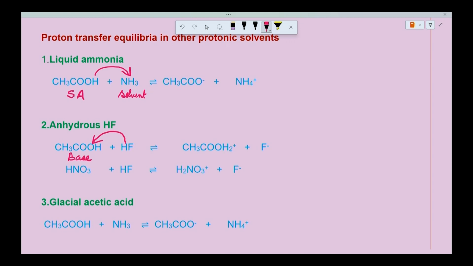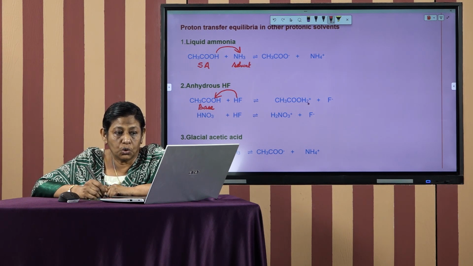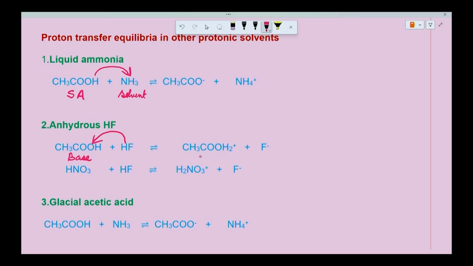In the other case, it was a strong acid, but when I have taken the same acetic acid in hydrogen fluoride, it protonates acetic acid. You can see that CH3COOH2 with a positive sign and fluoride ion is formed. Here hydrogen fluoride acts as an acid. This is a solvent, but it acts as an acid.